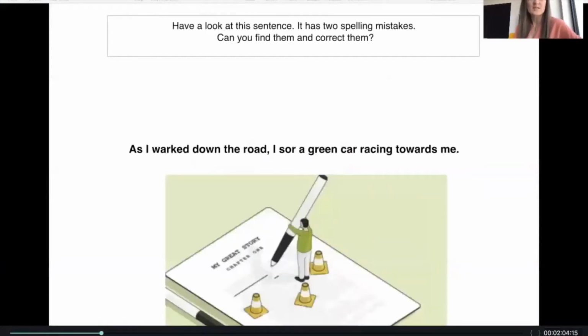Have a look at this sentence. It has 2 spelling mistakes. Can you find them and correct them? So take a minute now, read through the sentence and see if you can notice where the spelling mistakes are. As I walked down the road, walked is spelled incorrectly. It's walked. I saw a green car racing towards me. So you can see that the incorrectly spelled word is saw. So we cross it out using a ruler and we neatly write the correct spelling above it. Well done. Moving on to the next page.